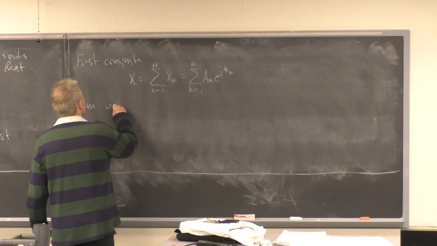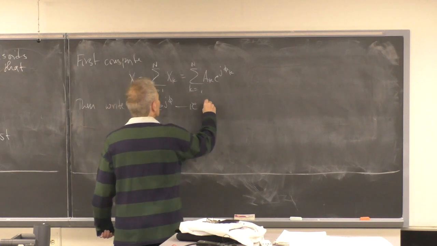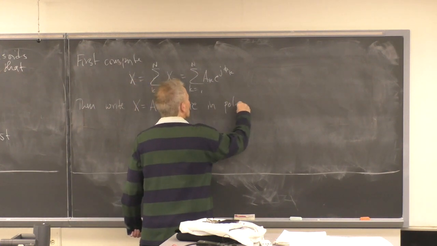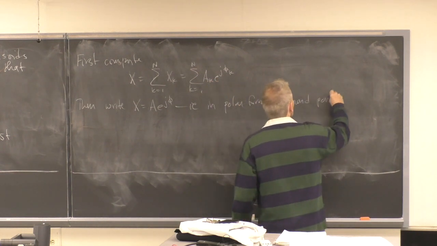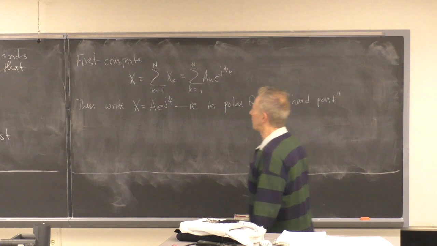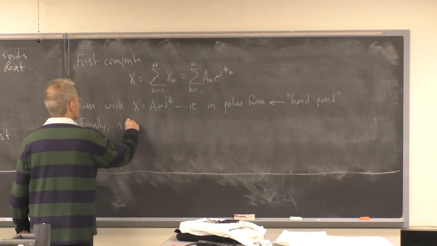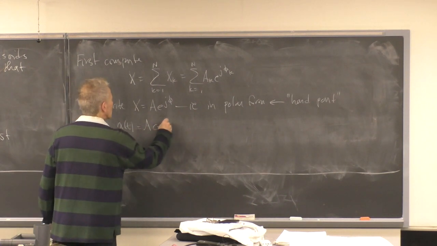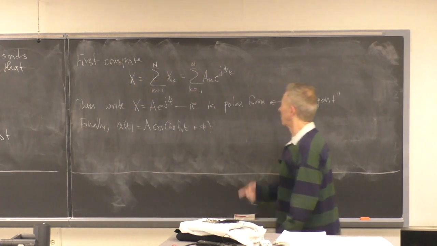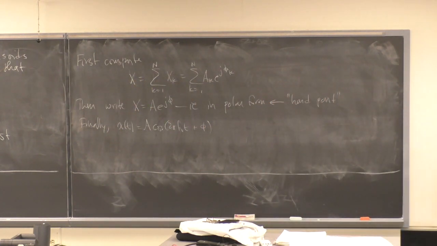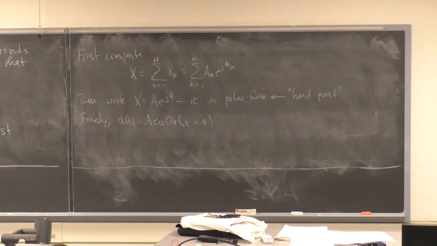Then you write X in polar form, A e to the j phi, i.e. in polar form. This is the quote-unquote hard part. And finally, you have x of t equals A cos 2 pi f0 t plus phi, where A and phi are from that expression. So let's do an example and see why, in general, it's not the easiest thing in the world to do. Okay?